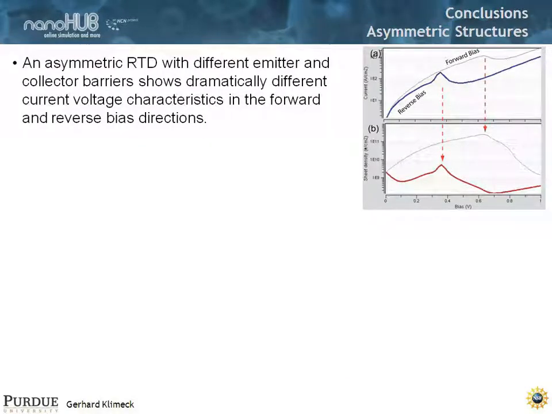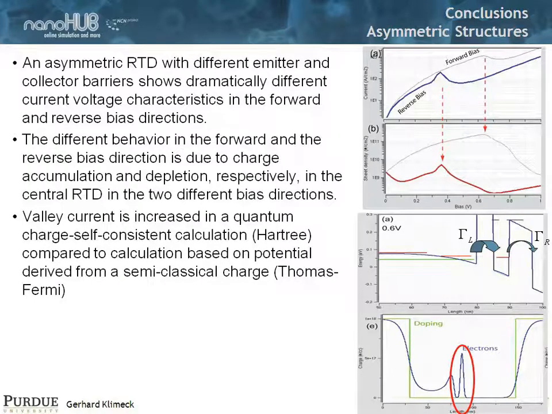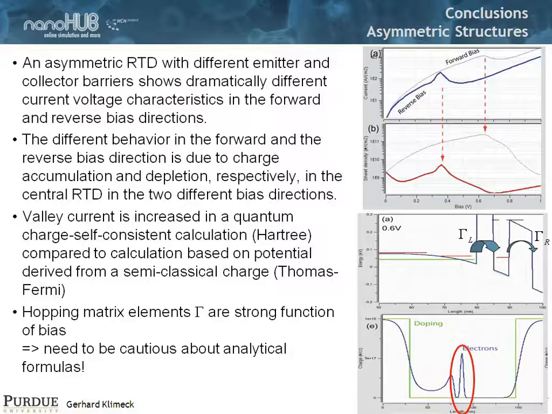So here are the key messages. An asymmetric RTD with different emitter and collector barriers shows dramatically different current voltage characteristics in forward and reverse bias. The different behavior in forward and reverse bias direction is due to charge accumulation and depletion in the RTD in the two bias directions. Valley current is increased in the charge self-consistent calculation compared to the Thomas Fermi calculation in forward bias. And this hopping matrix element gamma is a strong function of energy. It's not a constant. Okay? So you need to be cautious about analytical formulas that assume that.